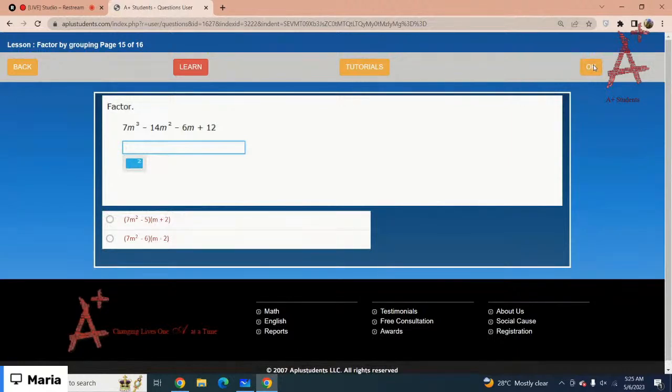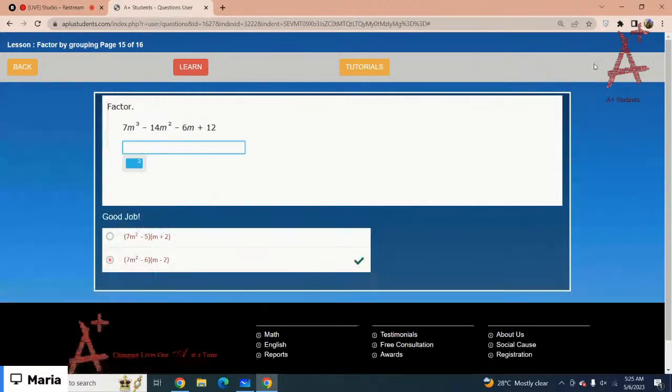Okay, 7m cube minus 14m square minus 6m plus 12. So which is the correct option? That is 7m square minus 6 times m minus 2. That is the correct option.